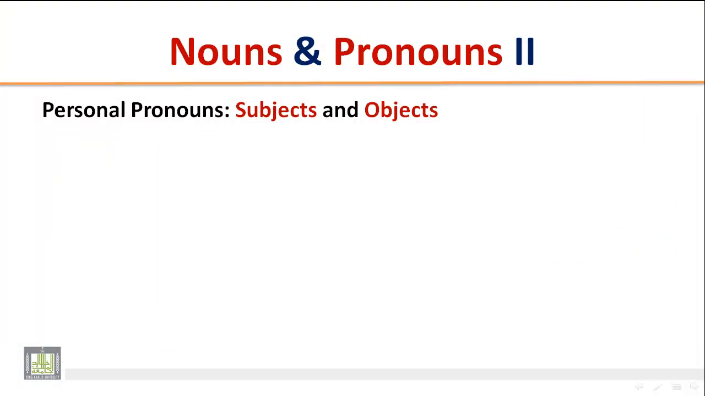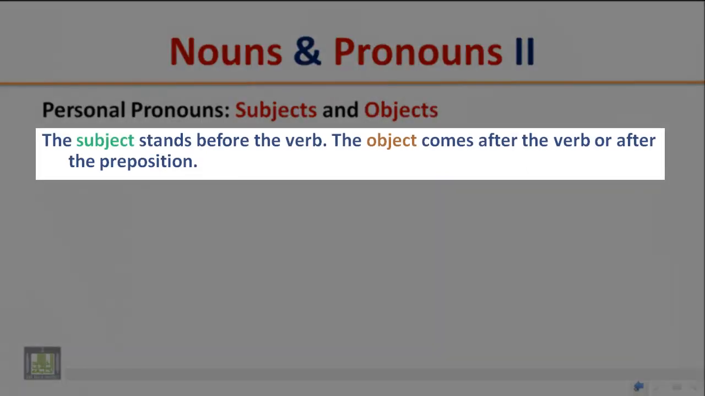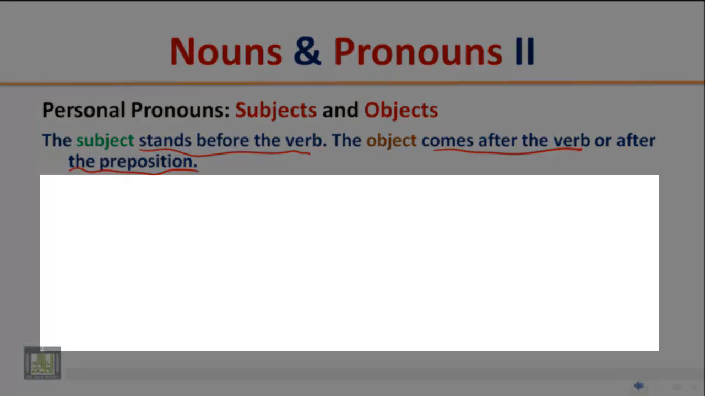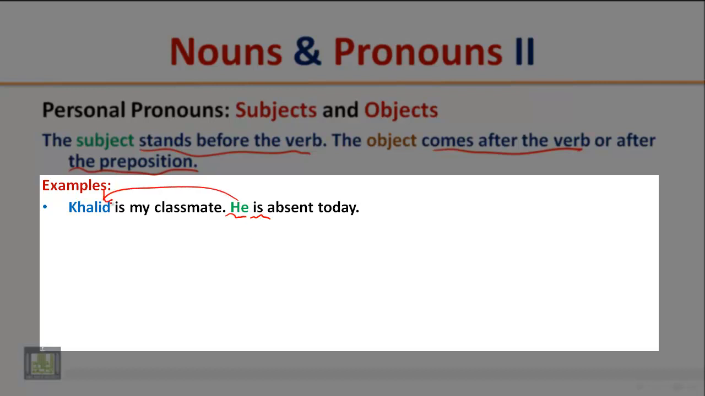Personal pronouns, subjects and objects. The subject stands before the verb. The object comes after the verb or after the preposition. Examples. Khalid is my classmate. He is absent today. He is a subject pronoun. It stands before the verb is. He refers to Khalid.